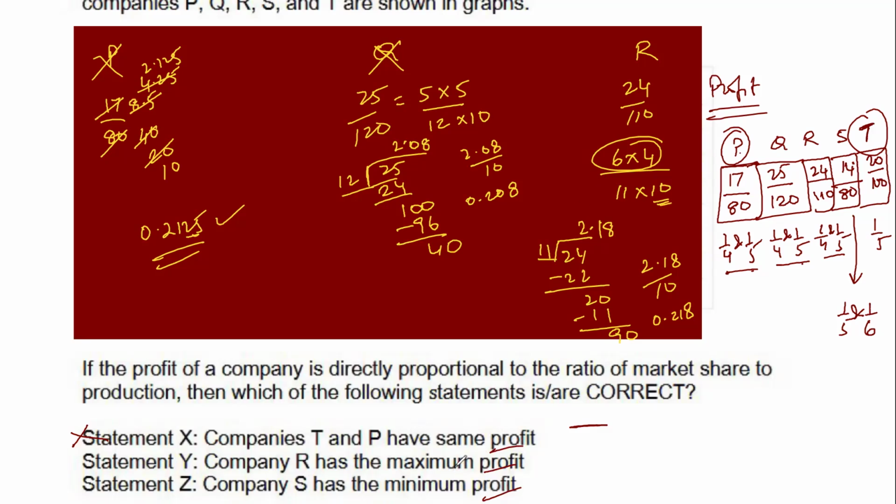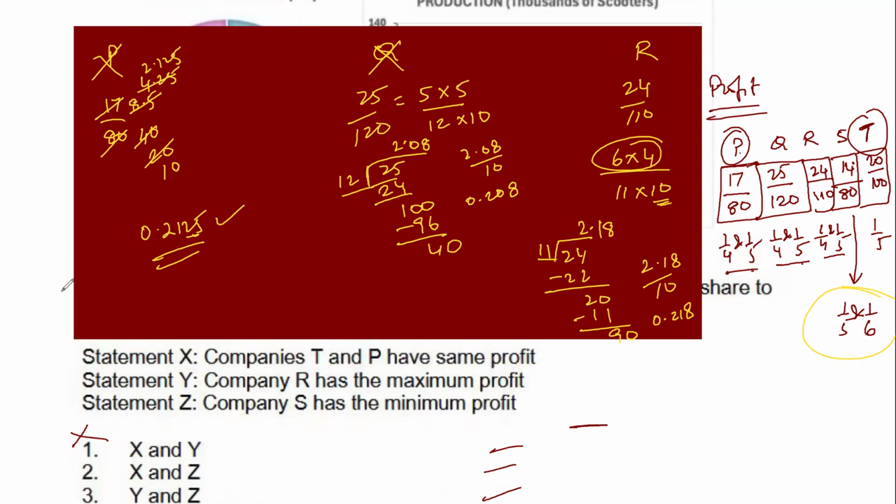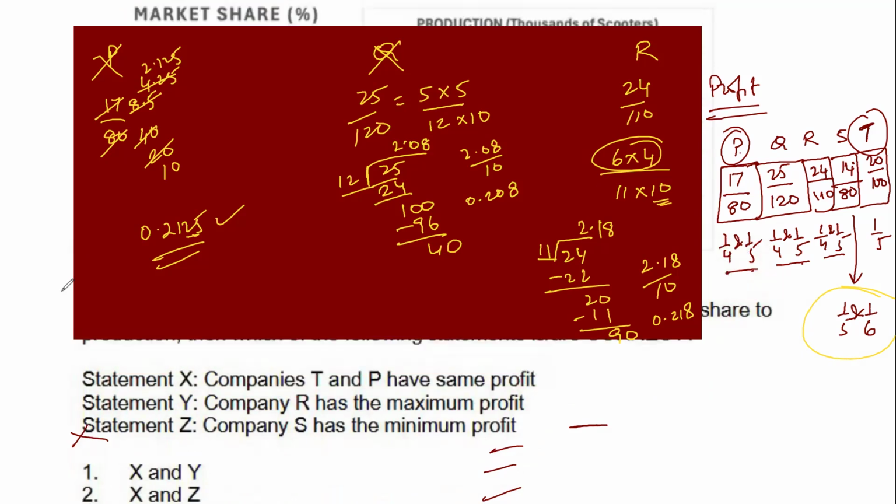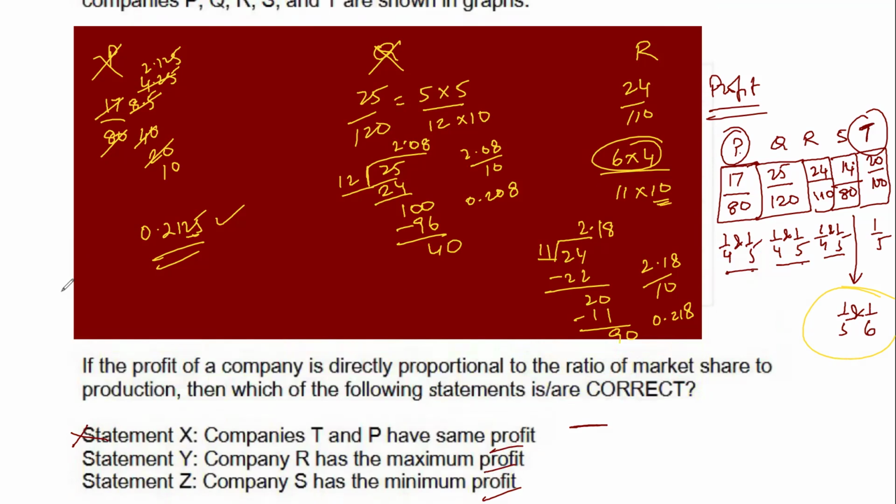So Y is correct. And clearly you can make out this is the only one between 1/5 and 1/6. The rest of them are between 1/5 and 1/4. So S has a minimum profit. So therefore R and S, that's my answer. Statements Y and Z. C is the answer. Got it, guys? C is the answer.